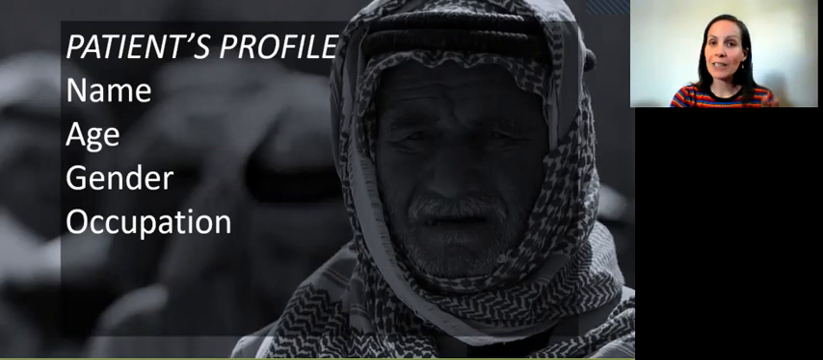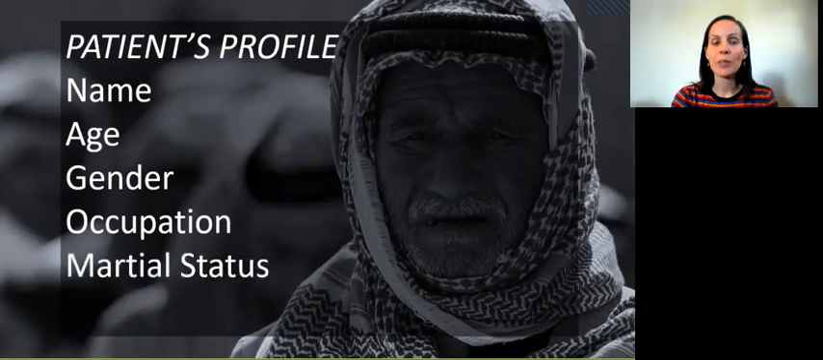Now, you could ask it here in the patient profile, but it comes again, if you haven't asked it here, in the social history. And then also, what is your marital status? Are you married? Do you have children? It can be helpful to know who is at home with the patient.